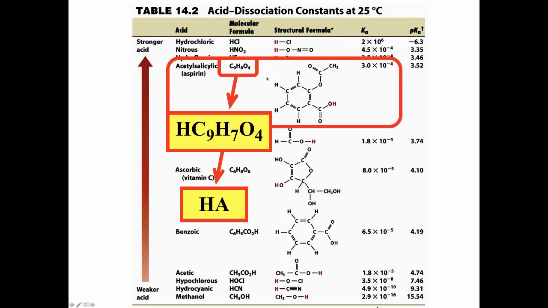Note that the formula here doesn't show the hydrogen that dissociates explicitly, so sometimes we write that more explicitly instead of as C9H8O4, but as HC9H7O4. And then, of course, we could abbreviate that by just HA for our standard weak acid. And the dissociation equation for acetylsalicylic acid is as shown.